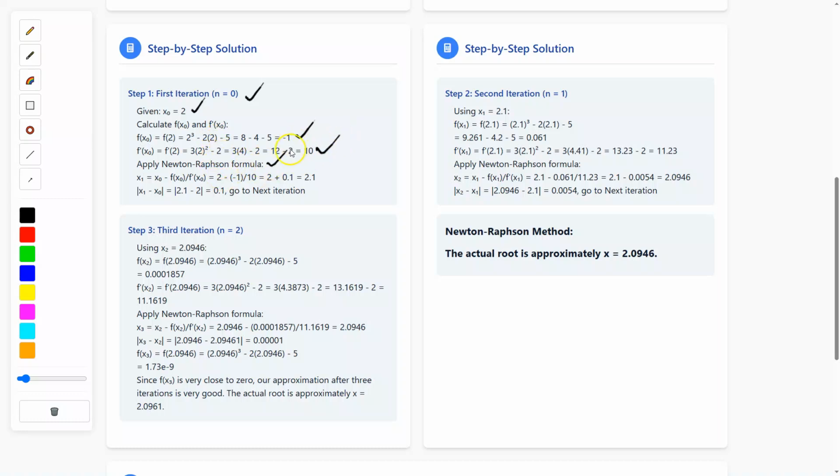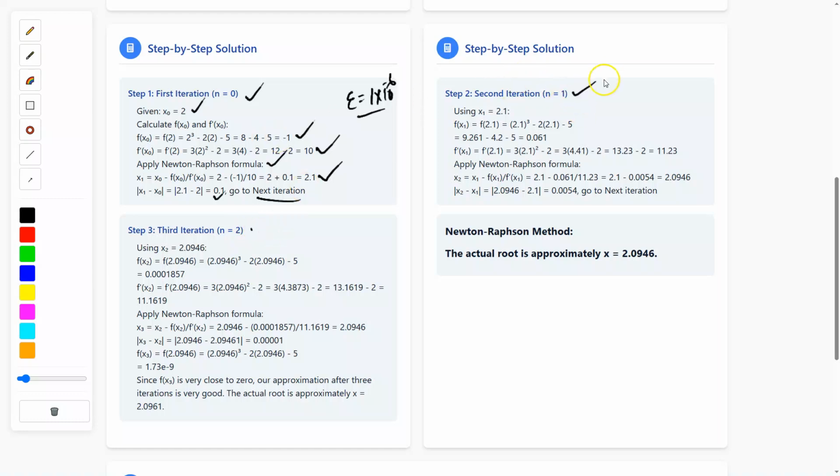Now apply the Newton-Raphson formula, x_{n+1} = x_n - f(x_n) / f'(x_n). So x1 = x0 - f(x0) / f'(x0). If I plug in all these values, that gives 2.1. Calculating the convergence, x1 - x0 gives 0.1. If I take epsilon as something like 1 x 10^-6, it is not matching, so we have to go to the next iteration.